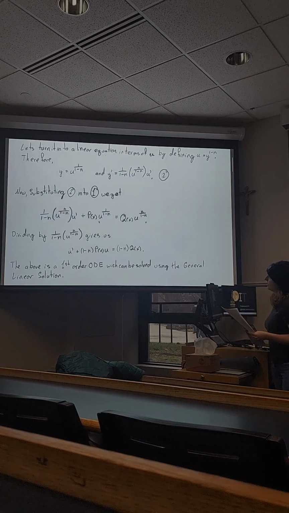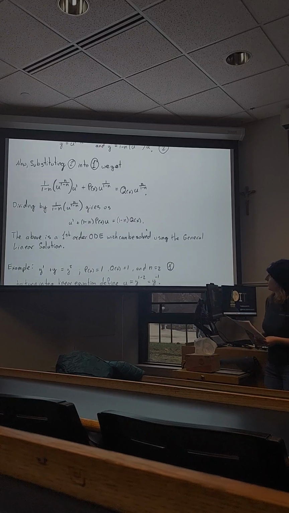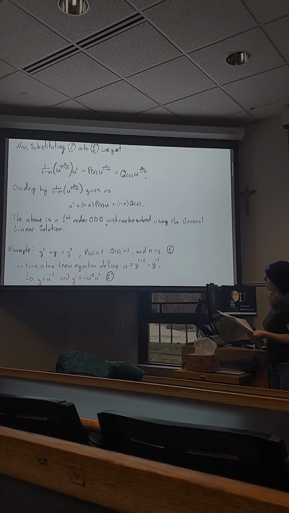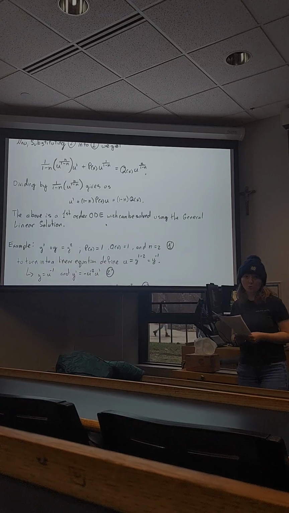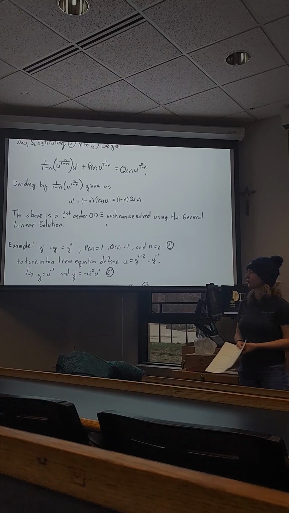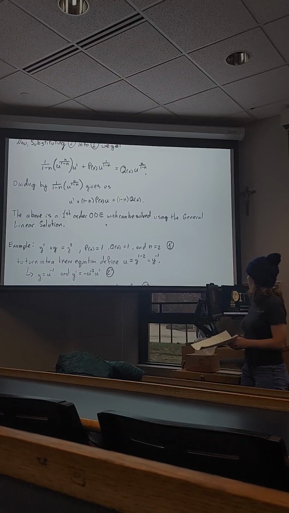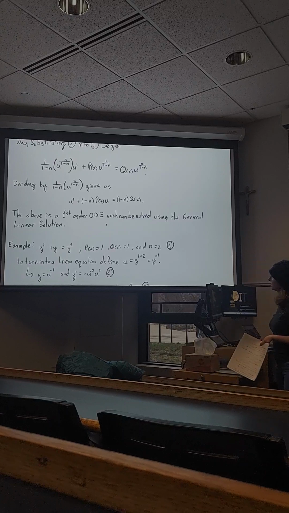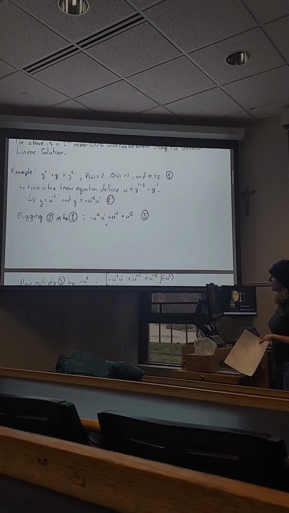and get this form. And dividing by this front part in front of the u prime, we have u prime plus 1 minus n times p of x times u equals 1 minus n times q of x, which is now a linear ordinary differential equation, and it can be solved using the general linear solution. So let's take a look at a quick example of what this might look like.